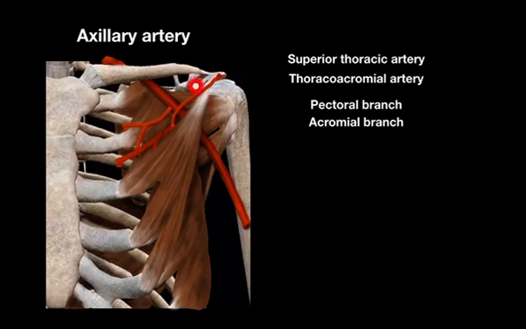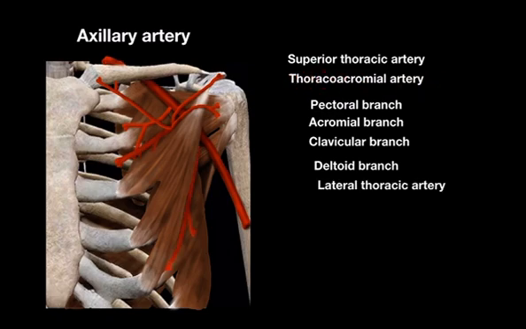Okay, it supplies the structures nearby. Next branch is the clavicular branch. You can see it goes towards the sternoclavicular joint. It supplies the subclavius muscle and the sternoclavicular joint. The other branch is deltoid branch. It accompanies the cephalic vein in deltopectoral groove and supplies deltoid as well as pectoralis major muscle. So you can see the artery just after origin dividing into four branches like a fountain. That is thoracoacromial artery.